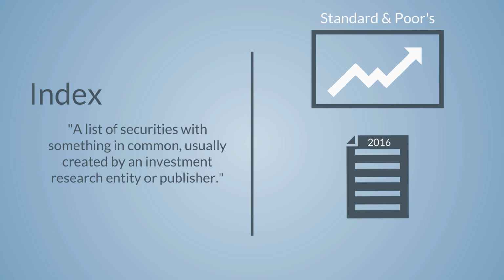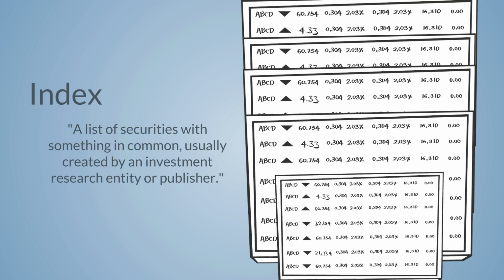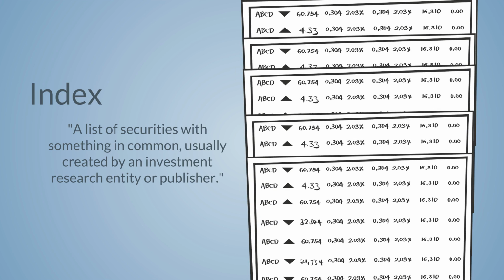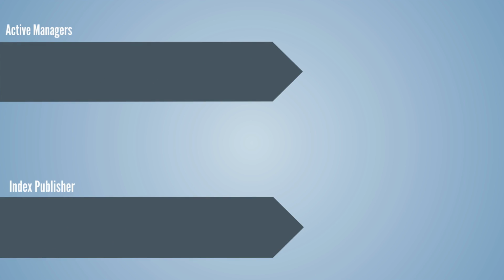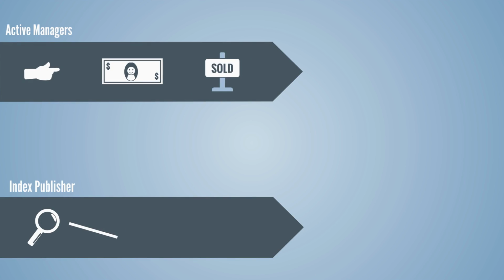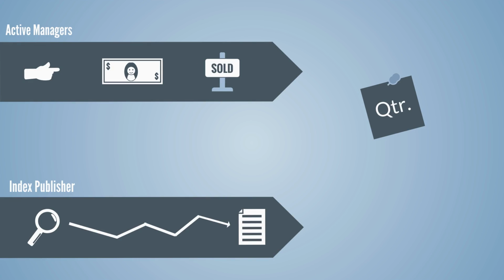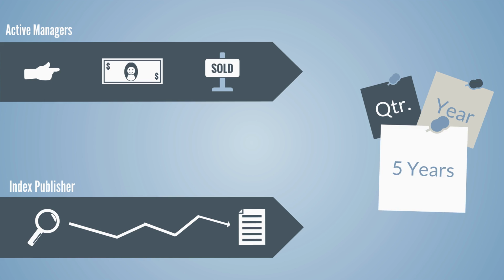If you own an index fund based on the S&P 500, you will own S&P's current list until they release their annually updated, so-called reconstituted list. By the way, there are hundreds of indexes focusing on different groups of securities. Then the contest begins. The active managers go about selecting, buying, and selling, while the index publisher tracks the performance of its list.